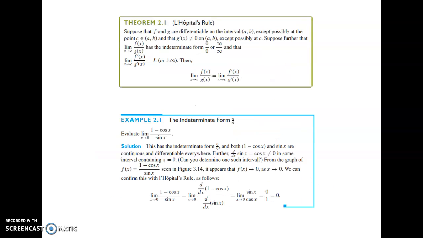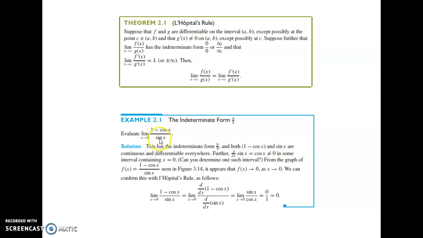So what L'Hopital's rule says is that suppose you have a limit of a rational function, and when I put x is equal to c in the numerator and denominator, if we get 0 by 0 or infinity by infinity, then what you have to do here is find the derivative of the numerator and denominator separately and continue. Let's see an example here.